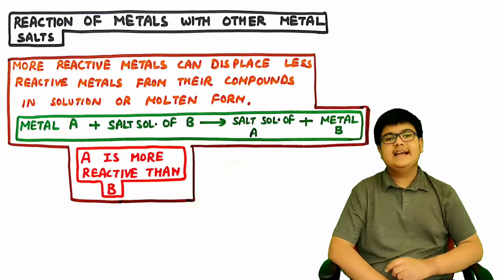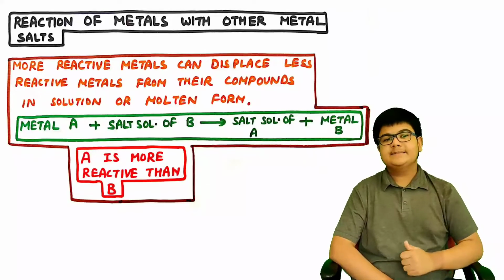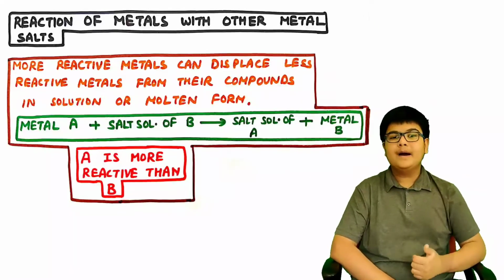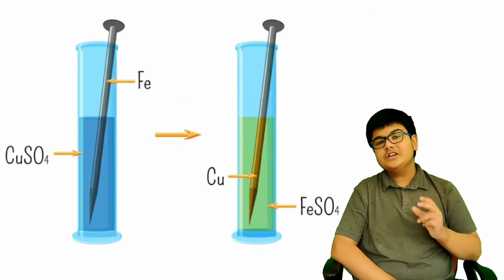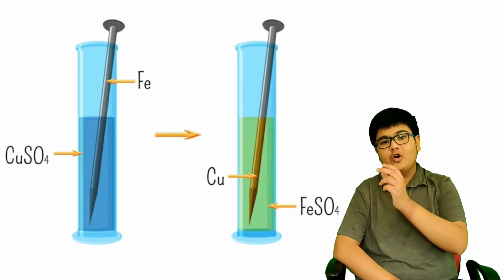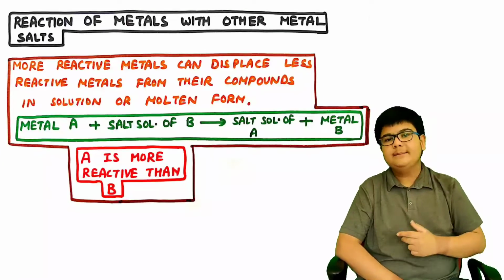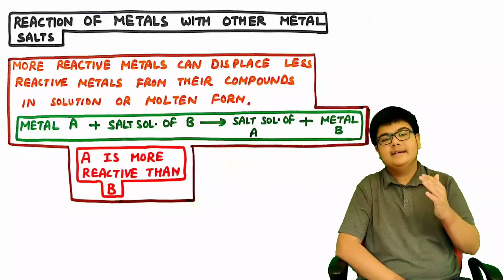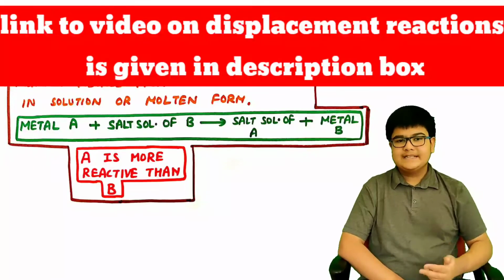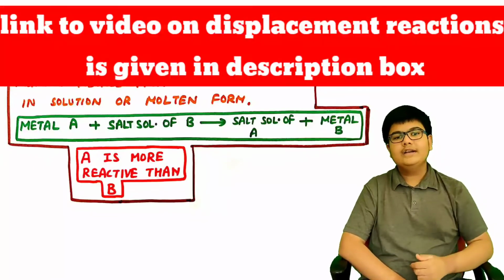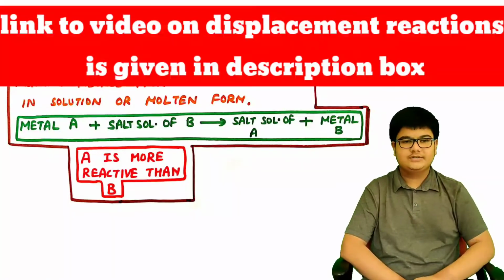Fourth property of metals is the reaction of metals with other metal salts. The more reactive metals can displace less reactive metals from their compounds in solution or molten form. So metal A plus salt solution of B results in a salt solution of A plus metal B, given that metal A is more reactive than metal B, and only a more reactive metal can displace a less reactive metal. I have discussed more about displacement reactions in my video on acids, bases and salts part 2, and I have provided the link in the description box so you can watch it.